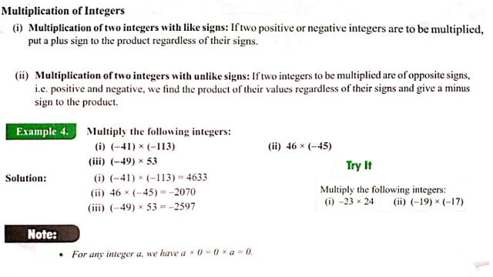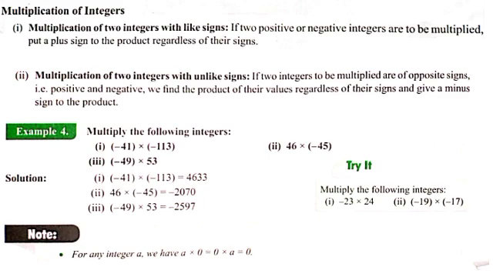Multiplication of two integers with like signs. If two positive or negative integers are to be multiplied, put a plus sign to the product. That is, plus into plus is equal to plus, plus into minus is equal to minus, minus into plus is equal to minus, and minus into minus is equal to plus. When there are like signs, the sign is going to be plus, and when there are unlike signs, we will have a negative sign.